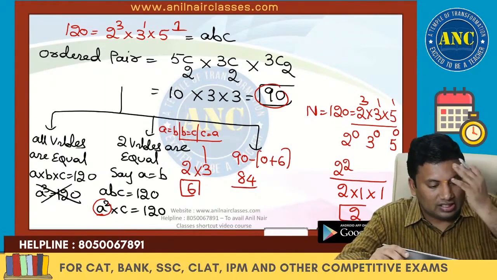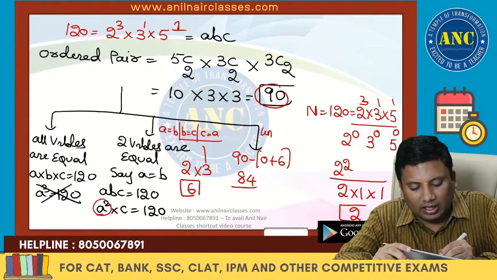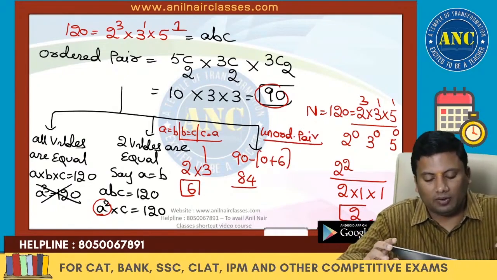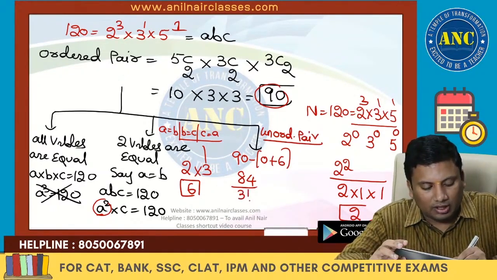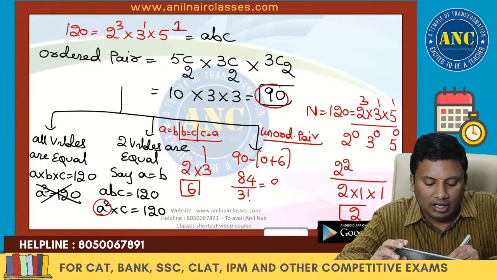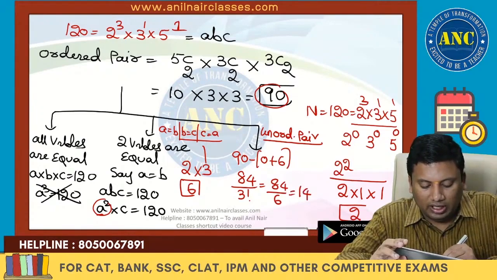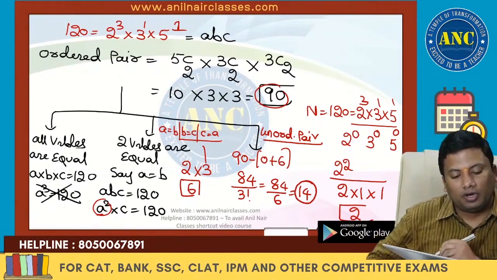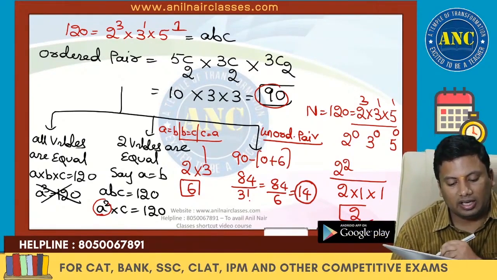84. What is this one? This is nothing but an ordered pair count of the unequal cases. In an unordered pair, ABC and CBA are equal. 3 numbers can arrange among themselves in 3 factorial ways. 84 by 6 is nothing but 14. 14 cases where all the 3 are unequal.